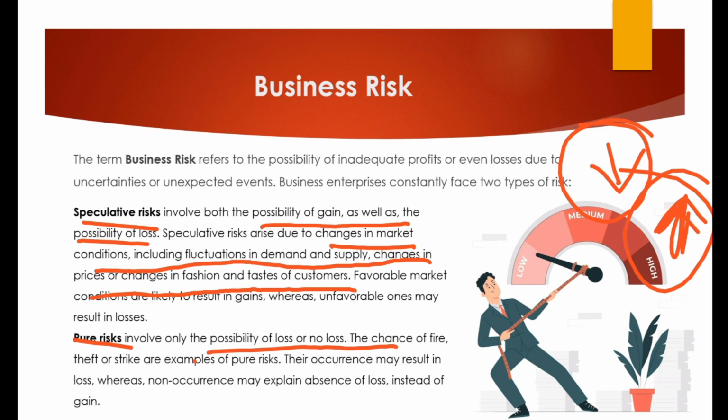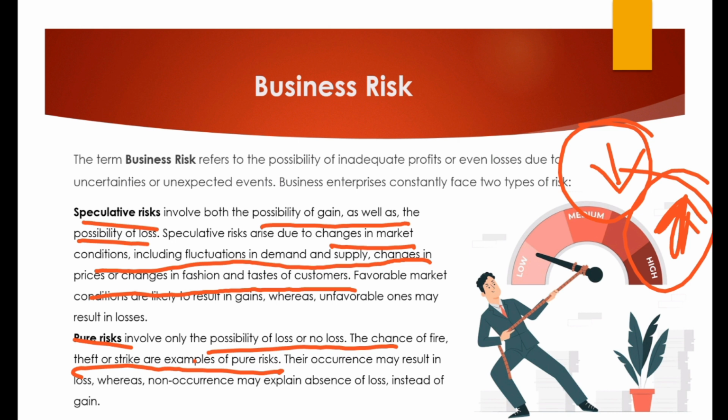Next is known as pure risk. Pure risk is possibility of loss or no loss. So there's nothing about gain here. But if any such event takes place, with that event there might be loss, and if that event does not take place, there will be no loss. Example, fire, theft or a strike are the examples of the pure risk. If these events take place, we have to face loss. If we don't face these events, there's no loss.